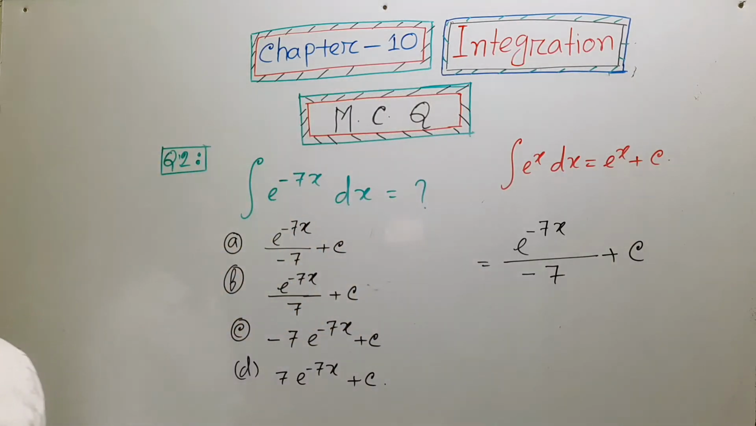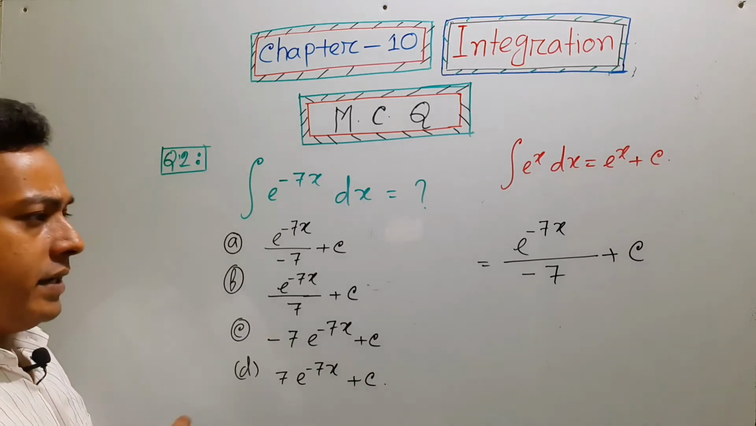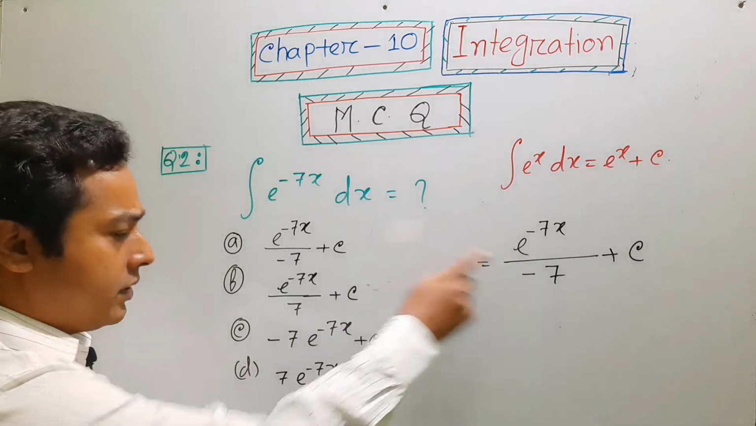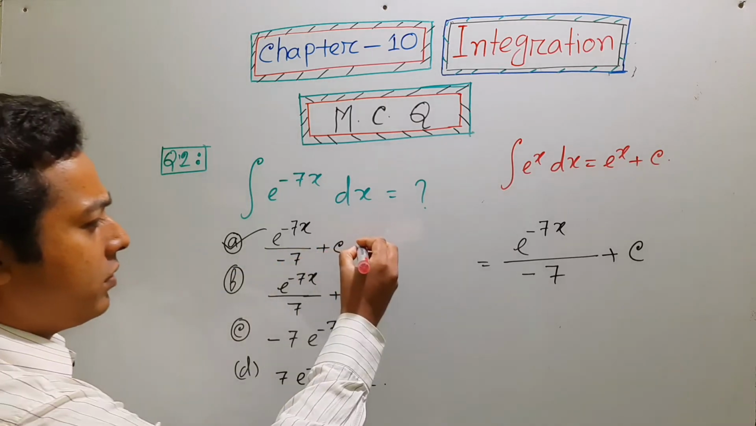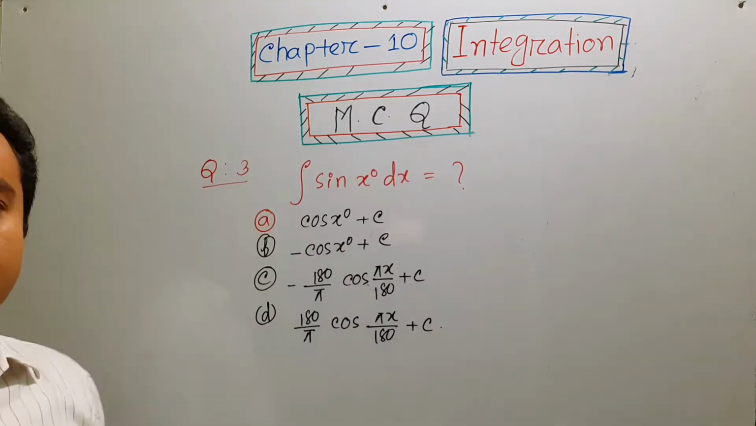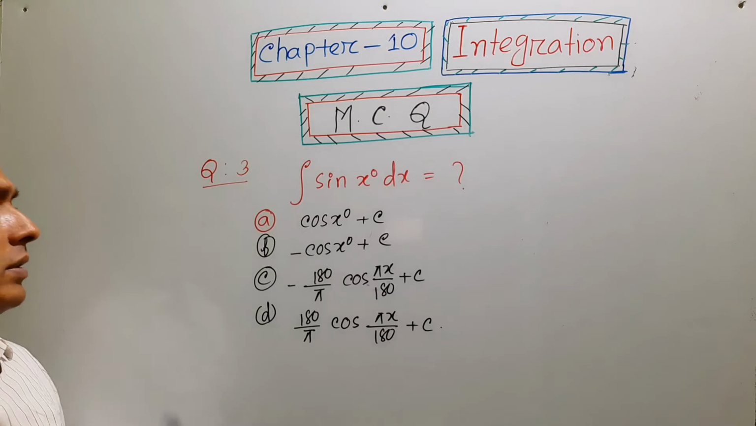Now which answer option will be right? Compare with this, our answer option A is the right answer. So A is the right answer. Now question number 3.